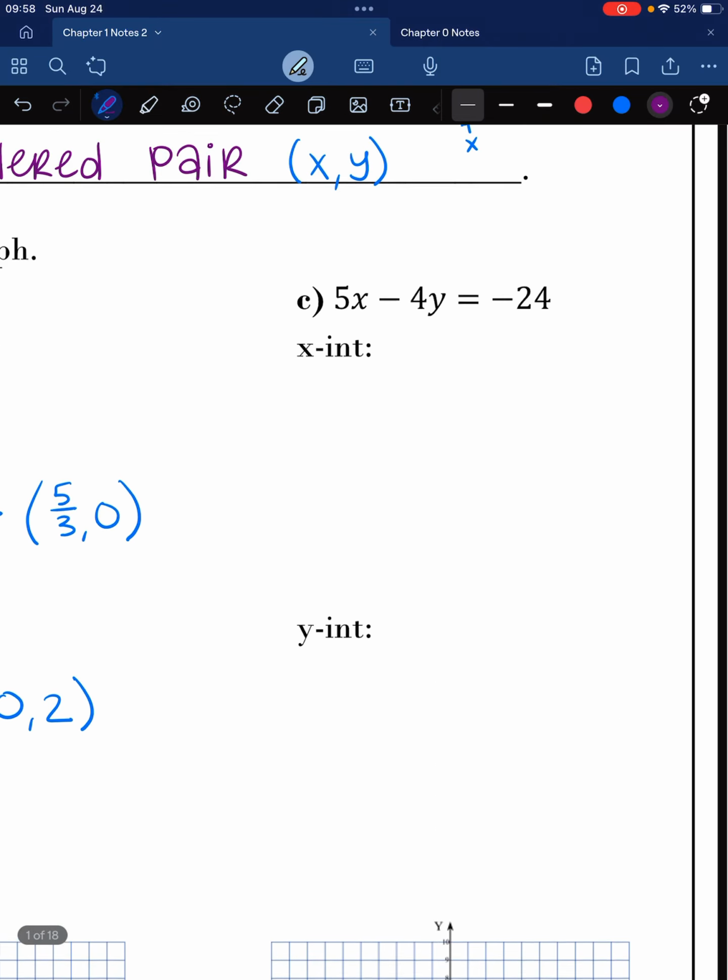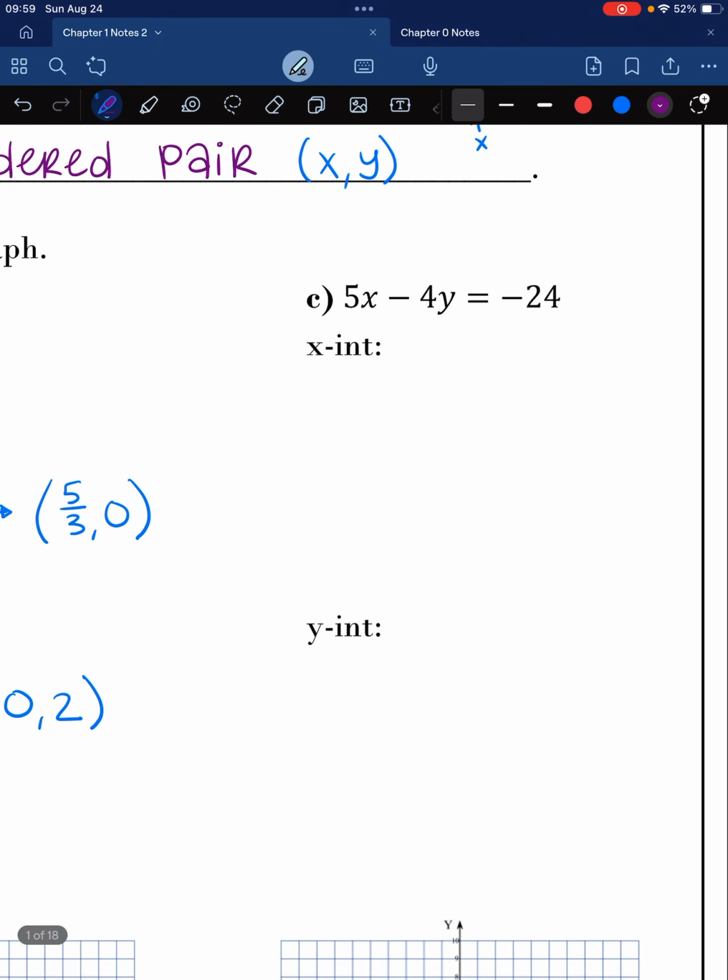Beautiful. Okay, example number 3. This one looks a little bit different. It's not in slope-intercept form, but that's okay. It's still the same exact rules. For the x-intercept, I'm going to set the y value equal to 0.